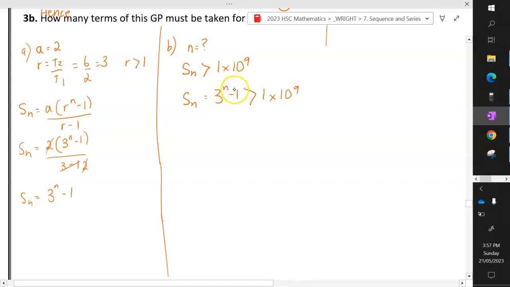But what I'm going to do is get rid of this minus 1 and add 1 to both sides. So I end up with 3 to the n is greater than 1 times 10 to the 9 plus 1. I've added 1 to the left, I've added 1 to the right. To make that a little bit nicer, I'm going to write that as 3 to the n is going to be greater than 10 to the 9 plus 1. Now, if you're not comfortable with the 10 to the 9, you can write that as a billion, and it's going to be 1 billion and 1. You can write that if you don't like the 10 to the 9. But what I need to do is take the log of both sides.